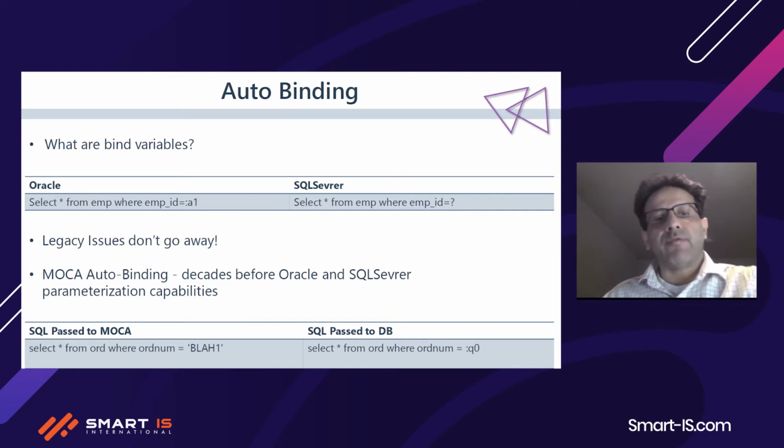You can say select star from employee where employee ID is equal to a literal value like 'Saad code'. You could do that. Or in Oracle, you can put :A1. That is a typical way of representing bind variables in Oracle. SQL Server and JDBC would allow you to put question marks for all of those. So the concept is quite generic.